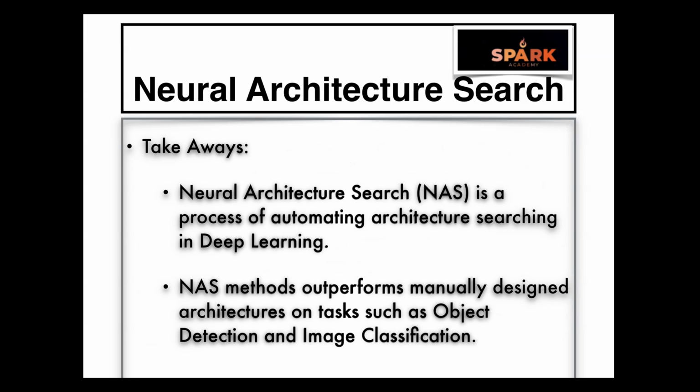Now, what are the takeaways of using neural architecture search? First, neural architecture search is a process of automating architecture searching in deep learning. So if you can automate it, then obviously you don't have to manually write different machine learning or deep learning models and then optimize them. NAS can perform that optimization for you. Now, NAS methods outperform manually designed architectures on tasks such as object detection and image classification.